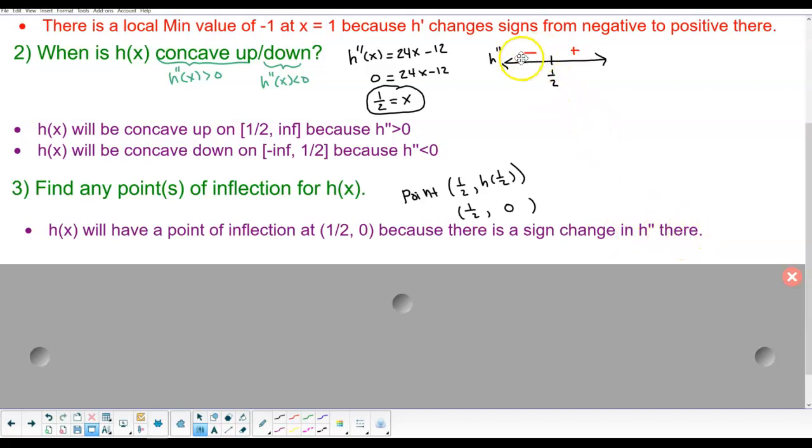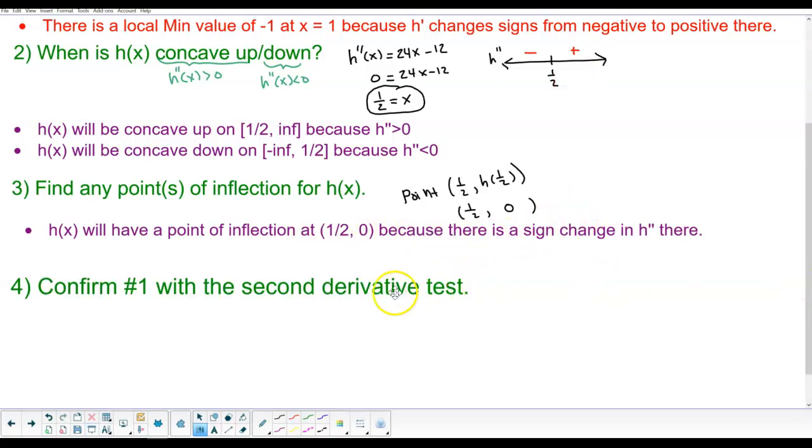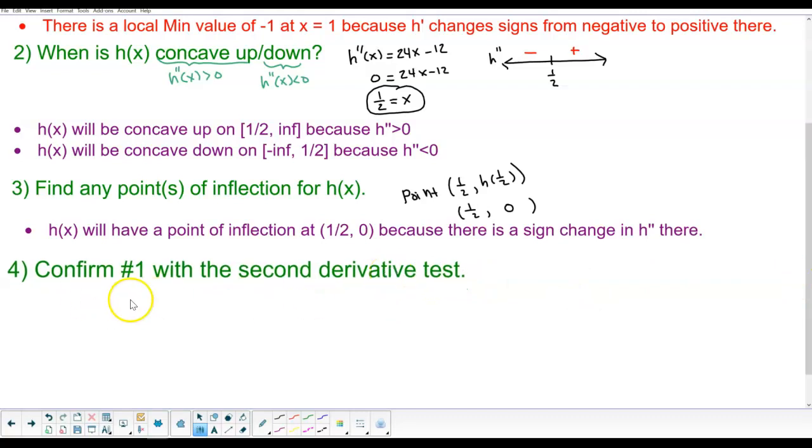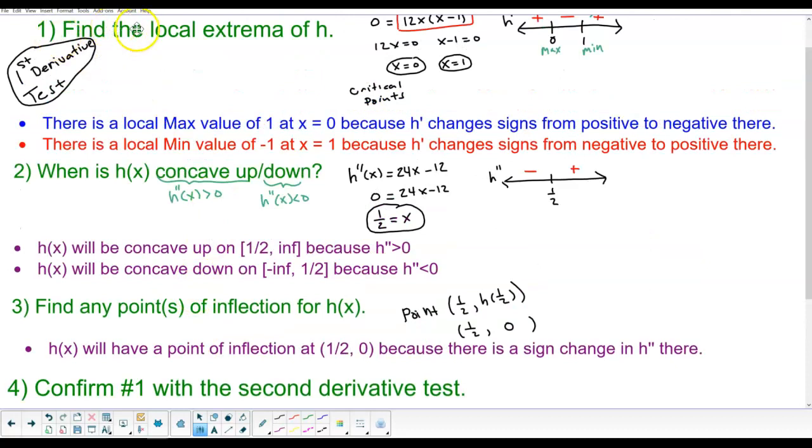I don't really have to say that it goes from negative to positive because it can go from concave down to concave up or concave up to concave down, and it will still give us proof that there is a point of inflection. All right, the last problem for today is we're going to confirm question number 1. We're going to confirm the local extrema, but this time we're going to use the second derivative test.